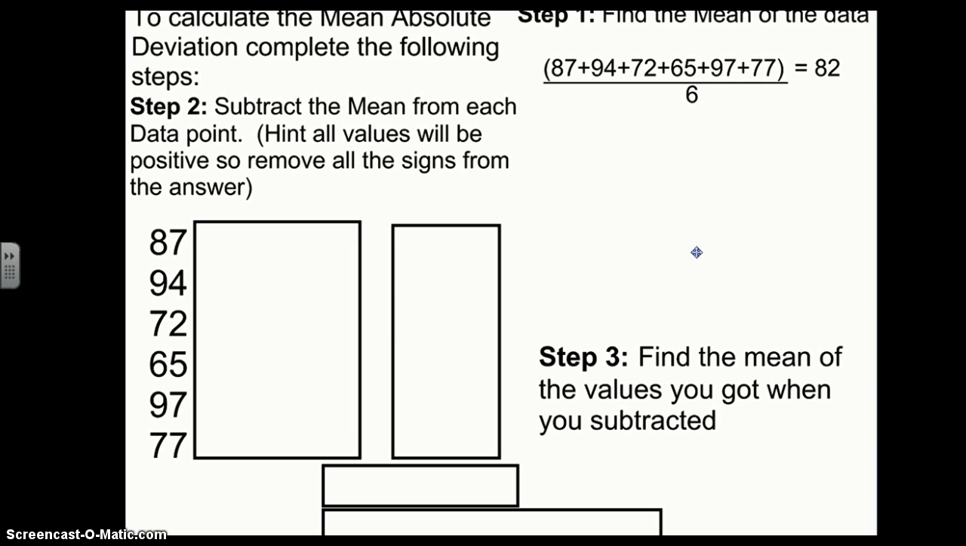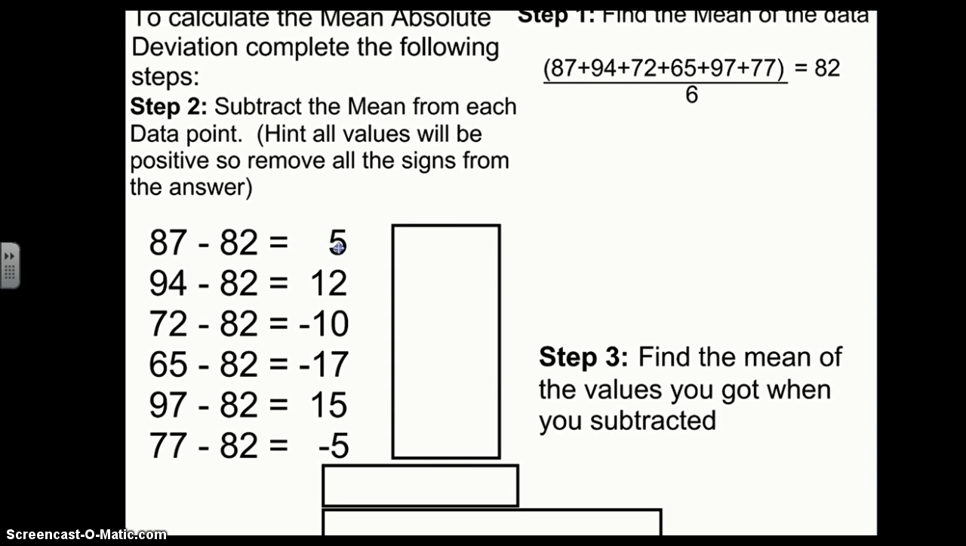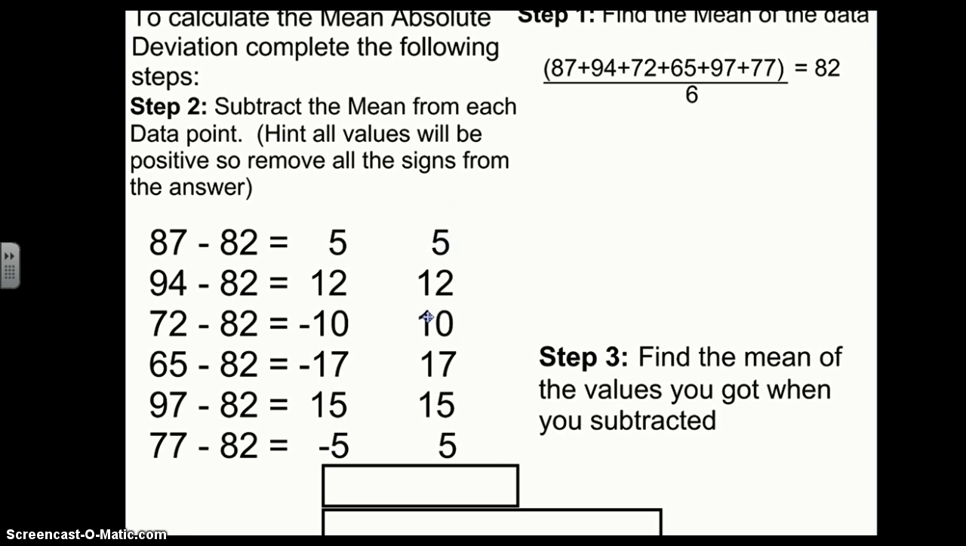The second step is to subtract that mean from each data point. Since the format is mean absolute deviation, we actually just want to figure out how far it is away from that number. It doesn't matter if it's positive or negative. A quick hint is to remove all the signs from the answer so they're all positive. So we're going to subtract 82 from each one. What you end up getting in this case is 5, 12, negative 10, negative 17, 15, and negative 5. If we take away the signs, we have 5, 12, 10, 17, 15, and 5.